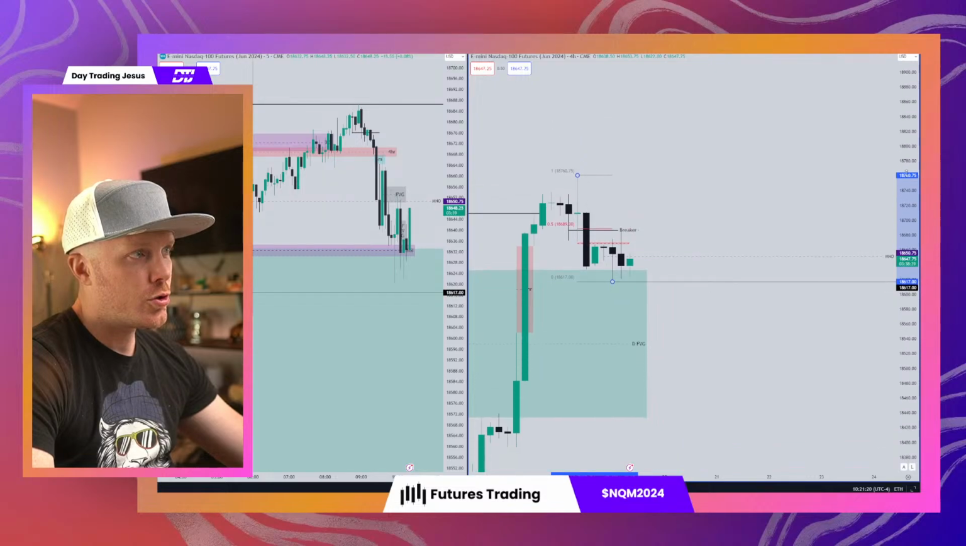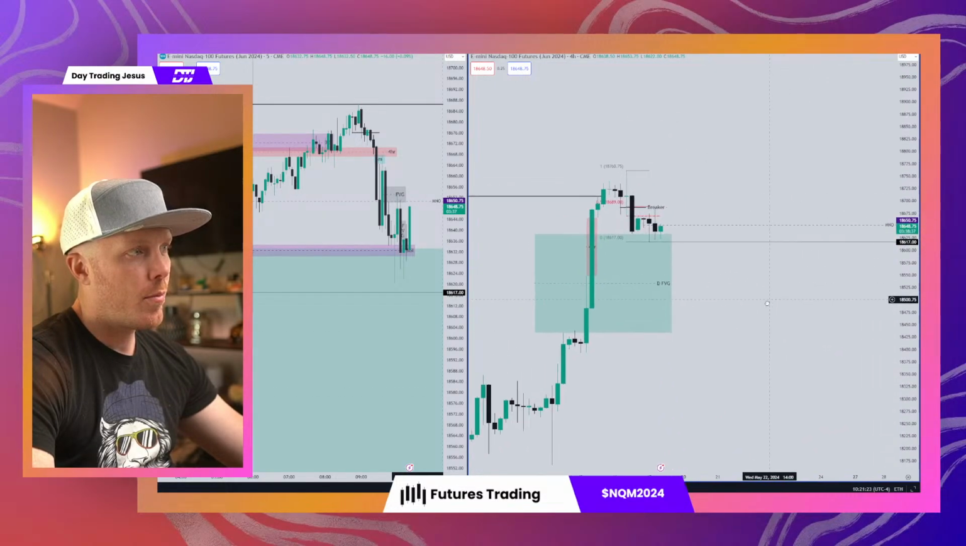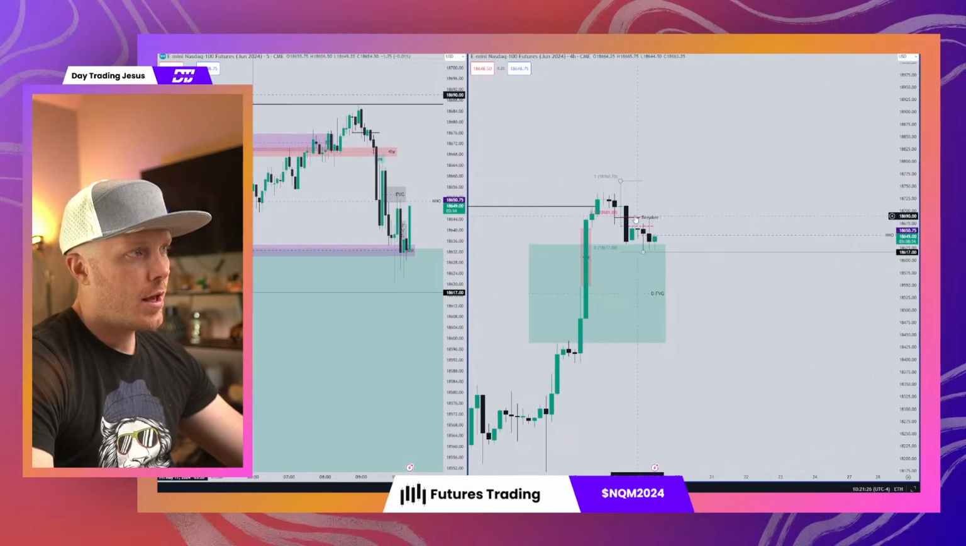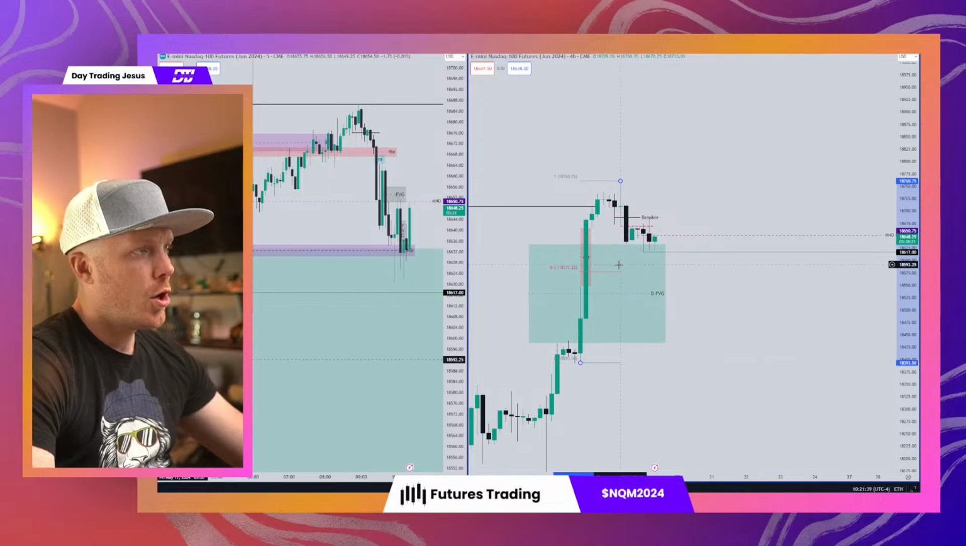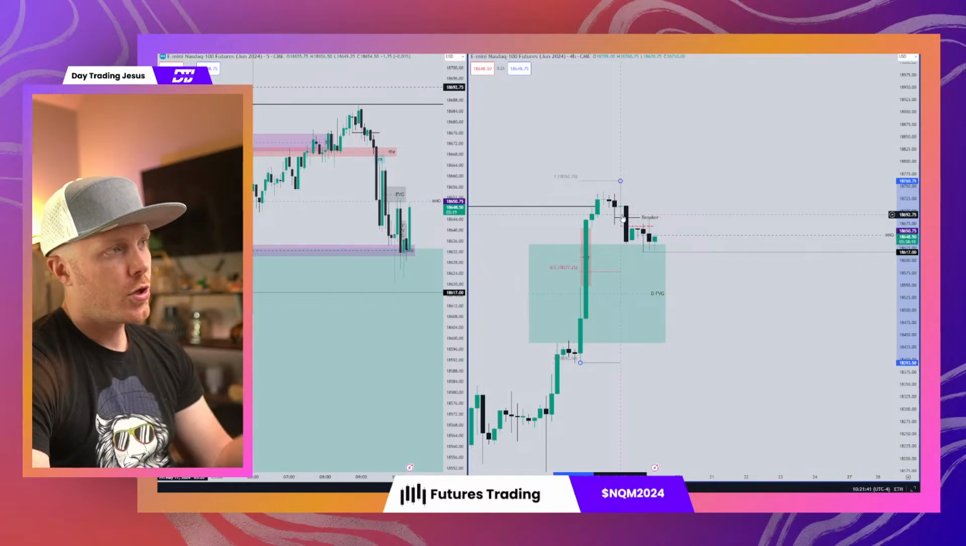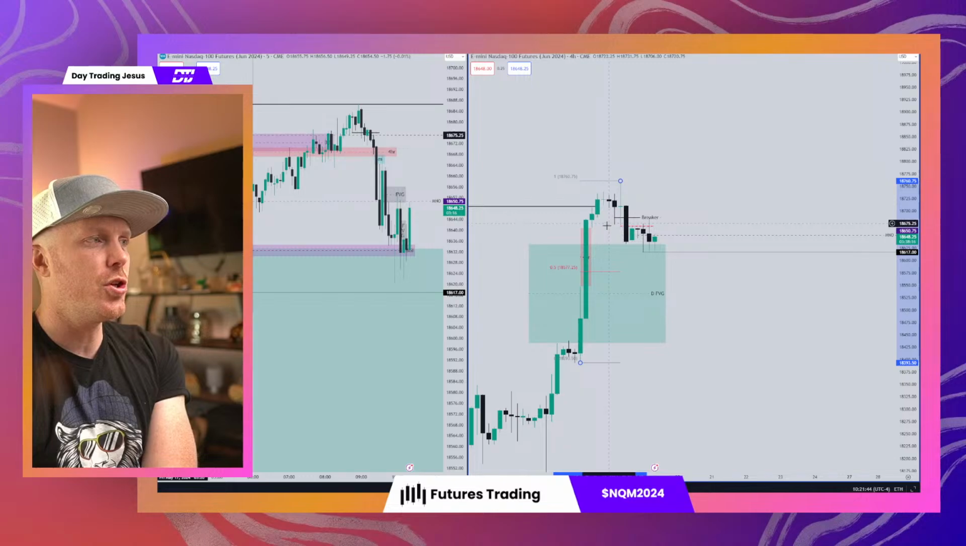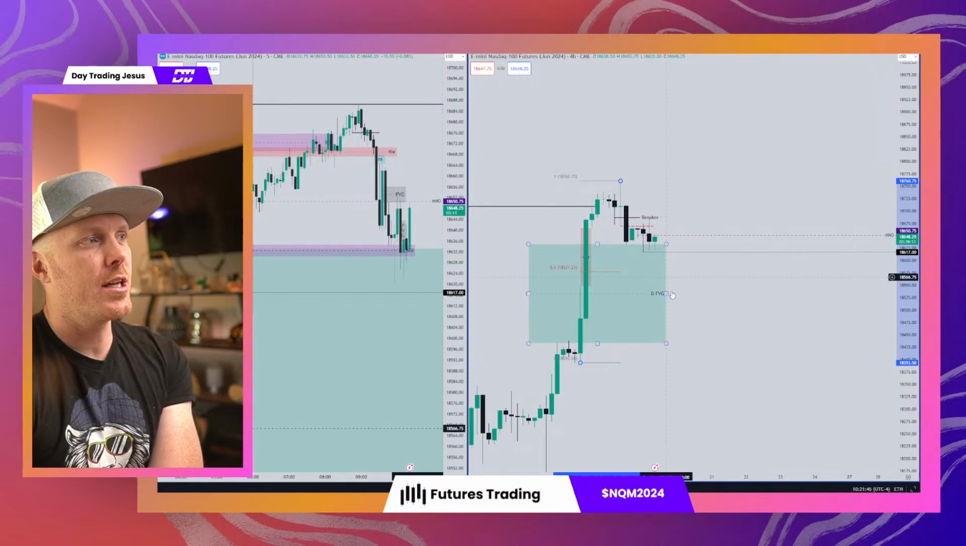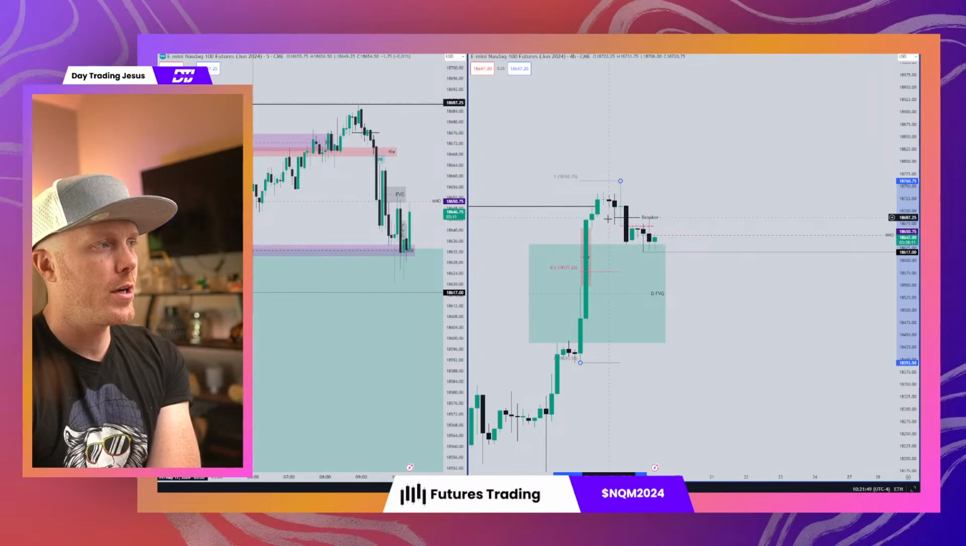If we were to zoom out and go from this low to this high, well, we're still in premium. So we have to use different legs in conjunction with each other to figure out where price wants to go. So price here, we still haven't reached this larger leg that we are in.